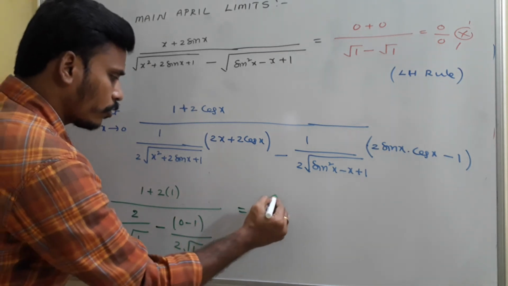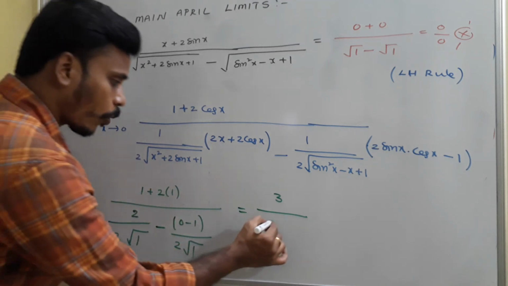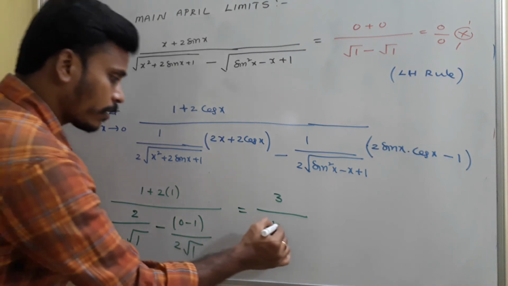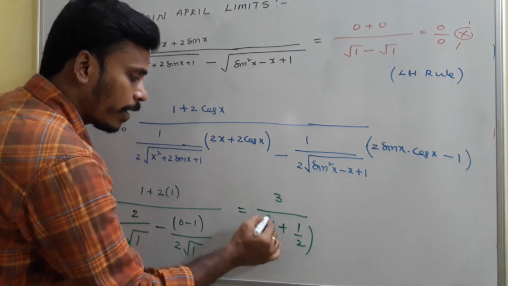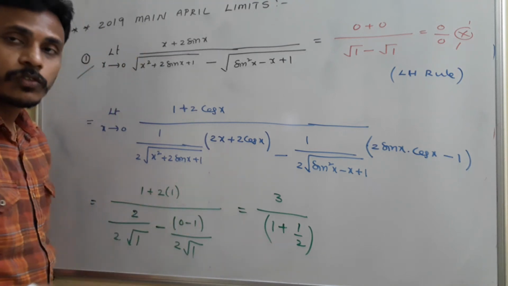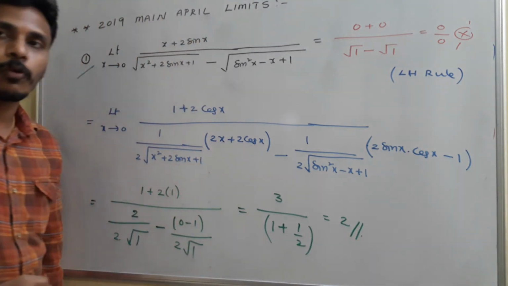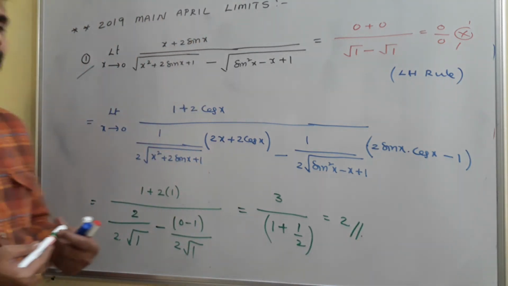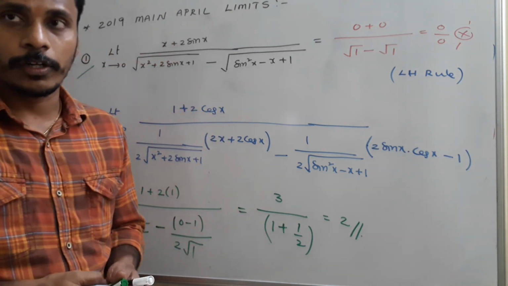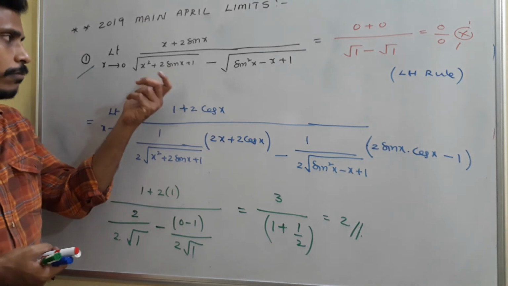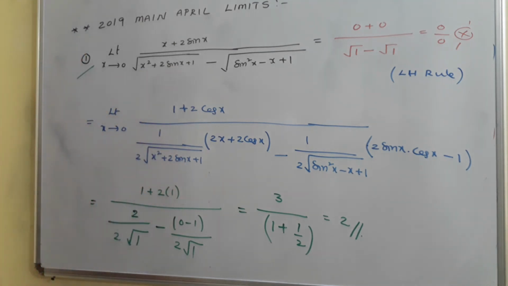So this is equal to 1 plus 2 is 3, divided by 2 by 2 is 1, minus of minus is plus 1 by 2, so 3 by 1 plus 1 by 2. This 1 plus 1 by 2 is 3 by 2, right? And on simplification your answer is 2 for the problem. Have a look, just an application of L'Hospital rule. We did many problems on L'Hospital rule, but this problem is a little bit lengthy. Okay, just have a look.